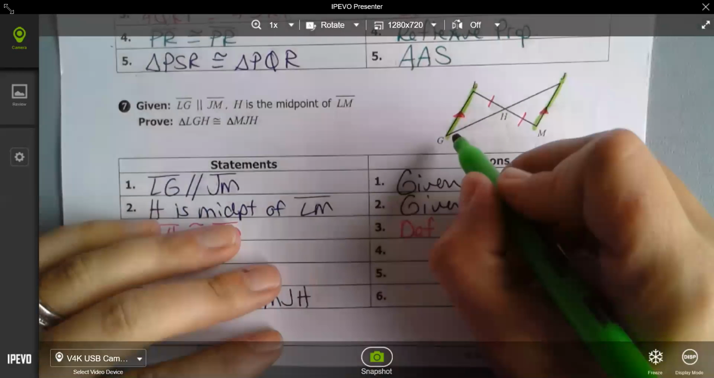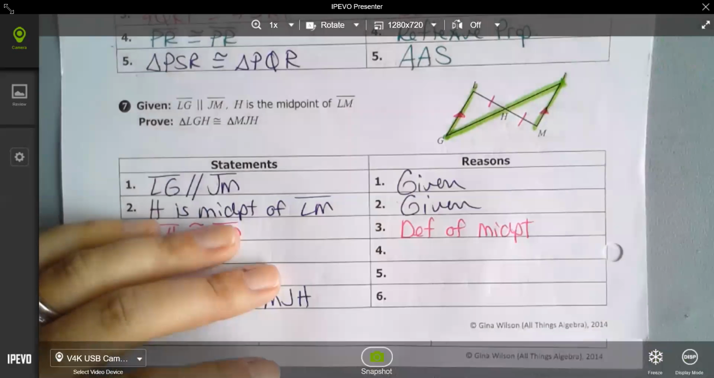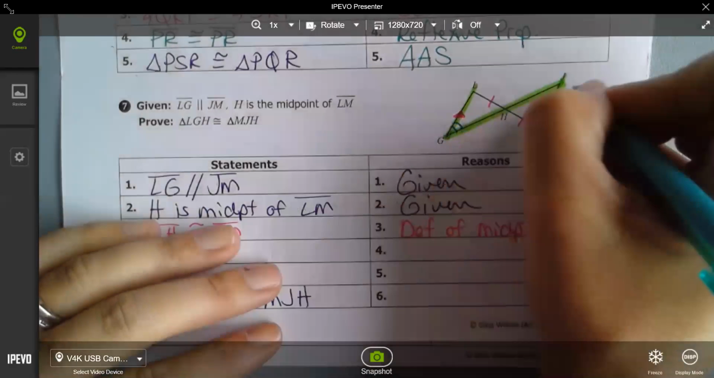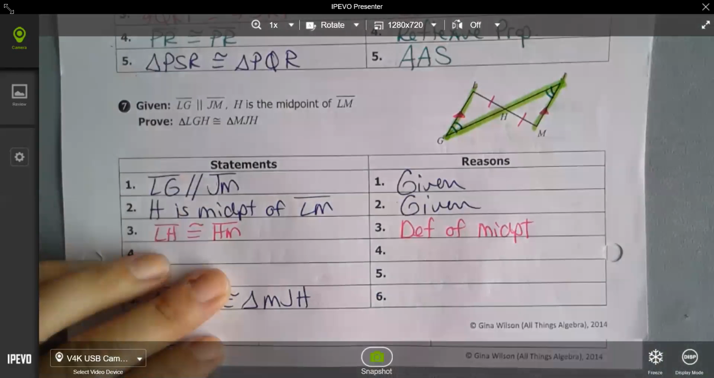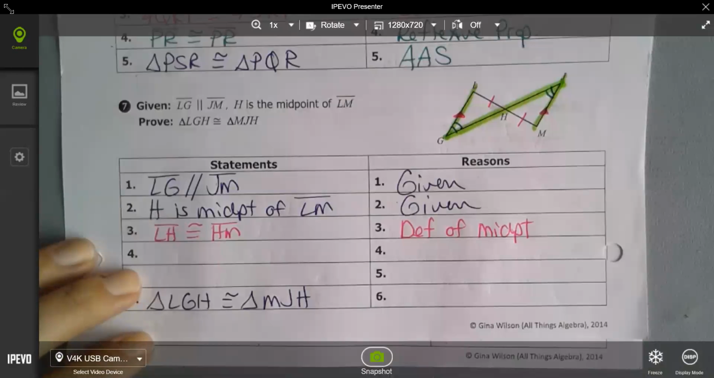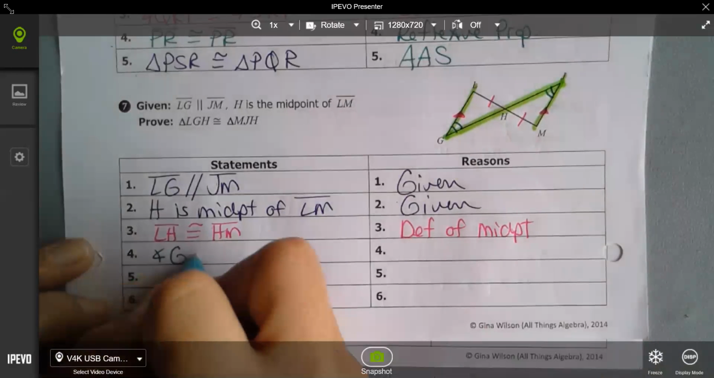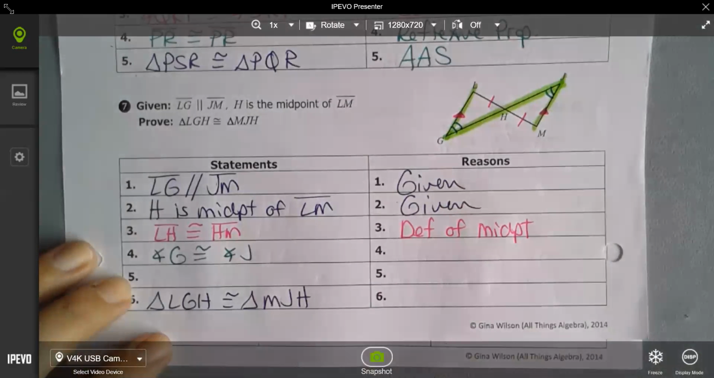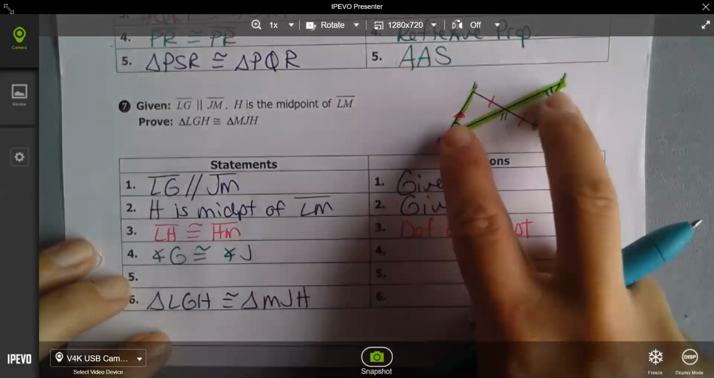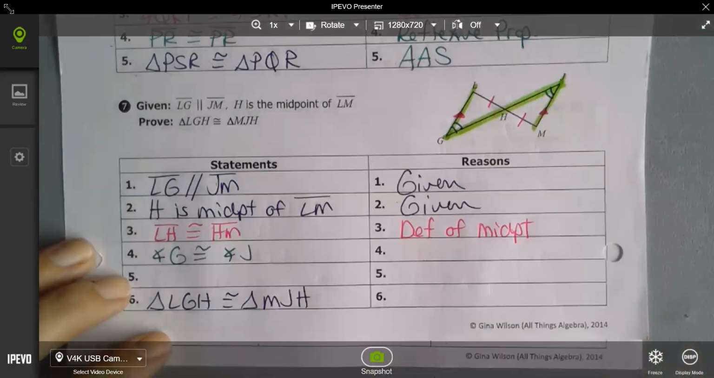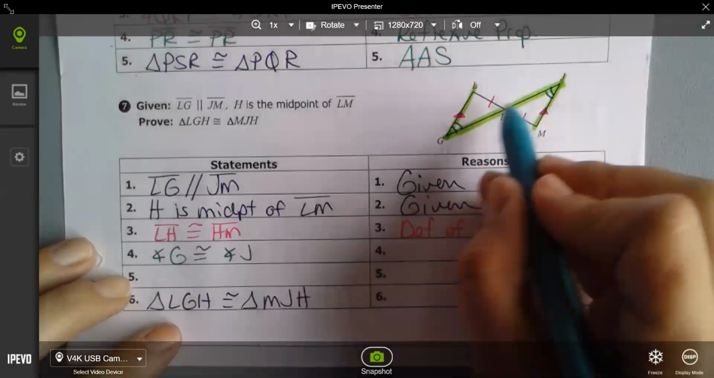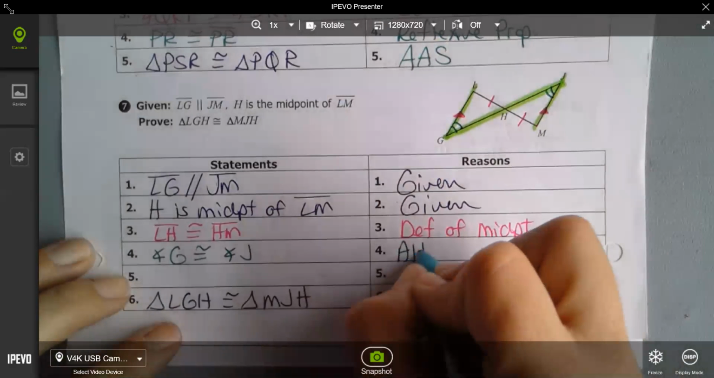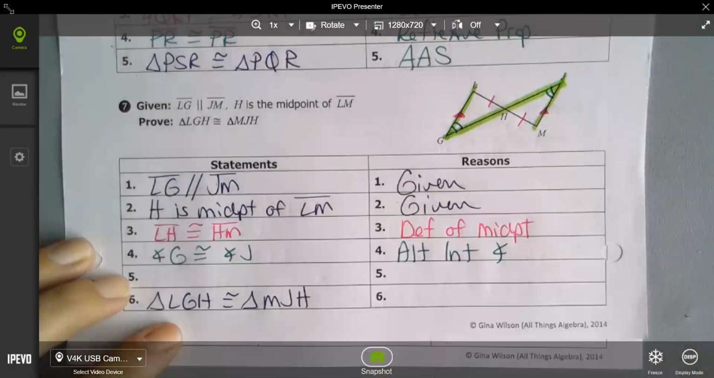It's not going to matter. How about this one? So if I use that as my transversal, that's going to make this angle congruent to this angle. So angle G congruent to angle J. How did I know that? What kind of angle relationship is that? Opposite sides of the transversal on the inside of your parallel lines, those are alternate interior angles.